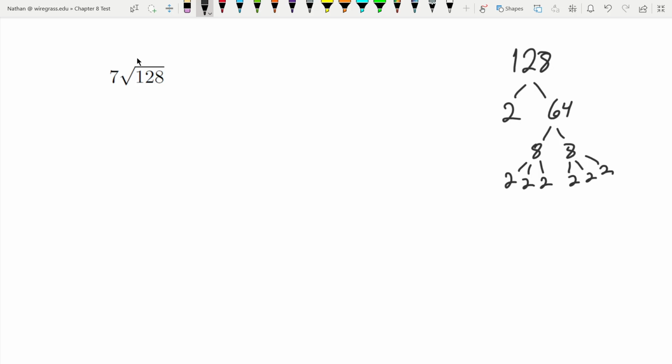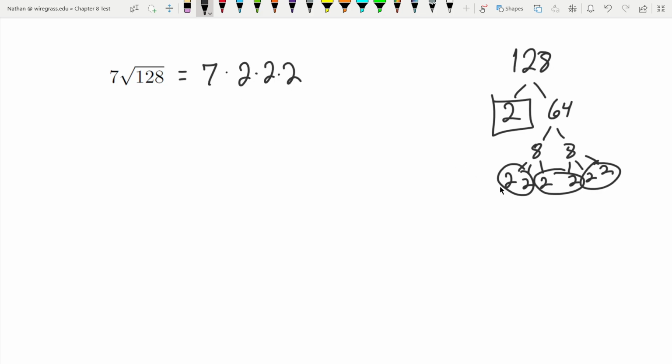Now, once again, I've got a square root here, so I'm looking for groups of 2. So I have a group of 2 here, a group of 2 here, and a group of 2 here. And I have 1, 2 remaining. So what this ends up being is 7 times 2 times 2 times 2, 1 for each of these groups. And then with a 2 remaining on the inside.